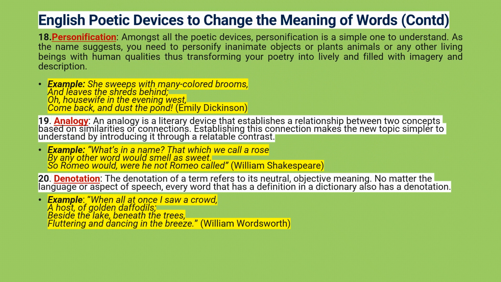So in this slide, we are going to discuss personification, analogy, denotation. Personification, most of you are well aware of it. That is when we give human attributes to inanimate objects or plants or animals or any other living being other than human beings. That is called personification. Poems are full of personifications, so that is not a very big problem, and most of you must be knowing about it.